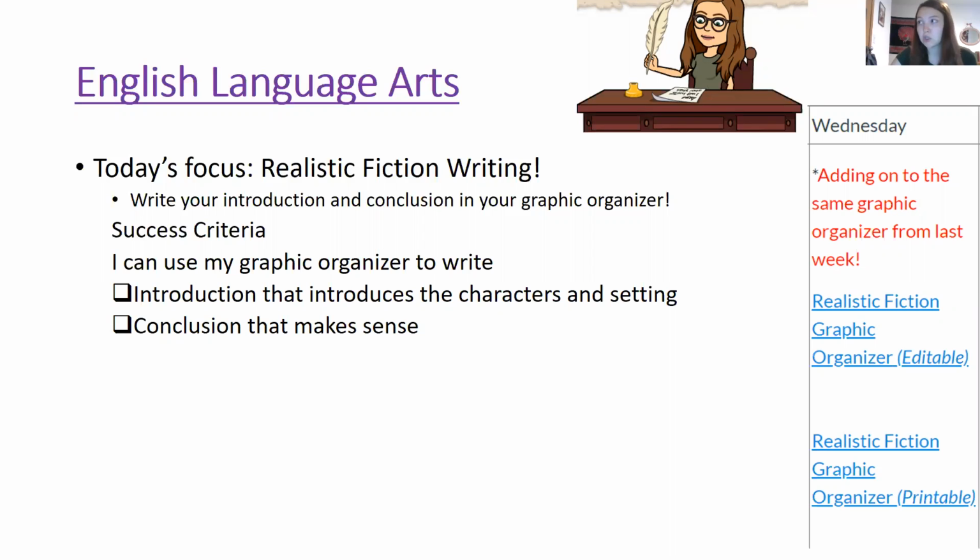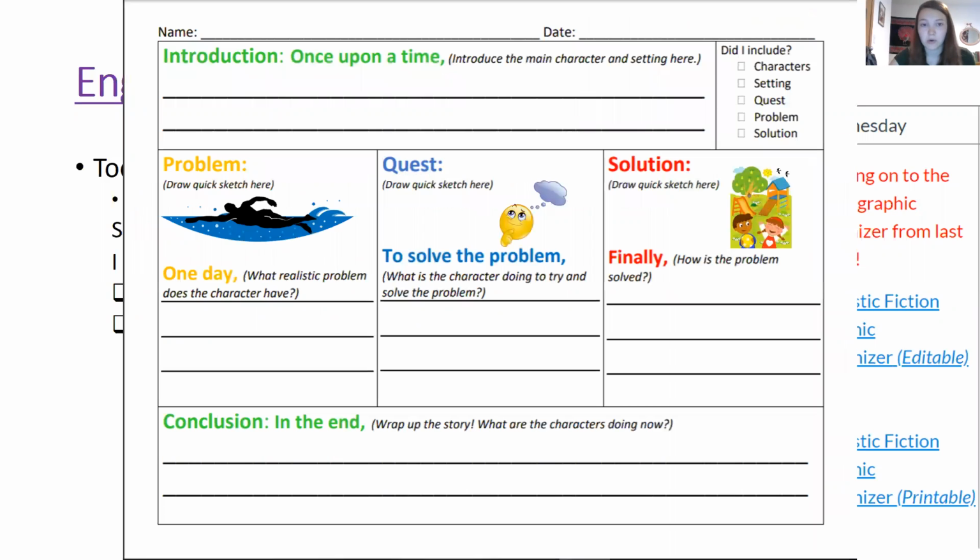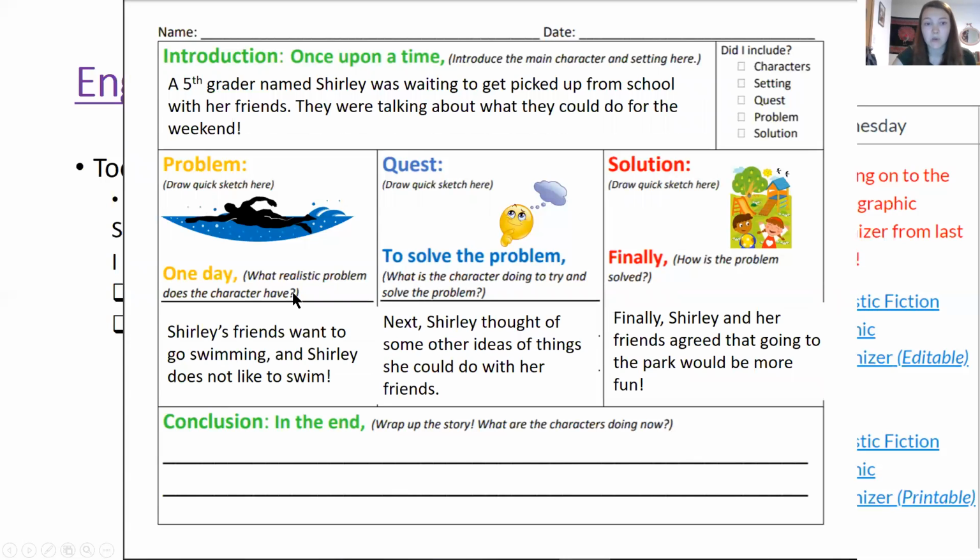And if you're needing a new graphic organizer or you need to get started on this, you can find new copies of the Realistic Fiction Graphic Organizer on our Canvas page. There is an editable version that you can just type right into on your computer and a version that you can print out and write directly on. Okay, so here's what your graphic organizer should look like. You have a problem, quest, and solution already sketched out along with the details.